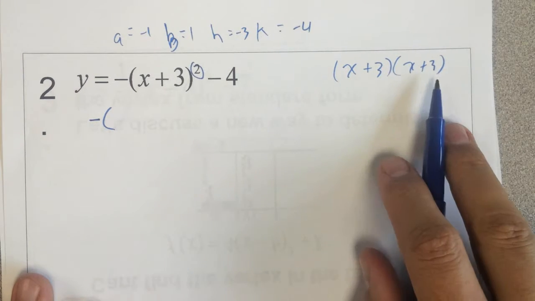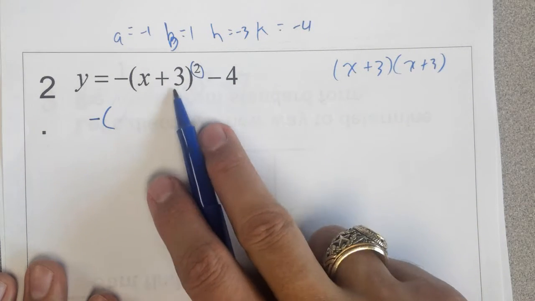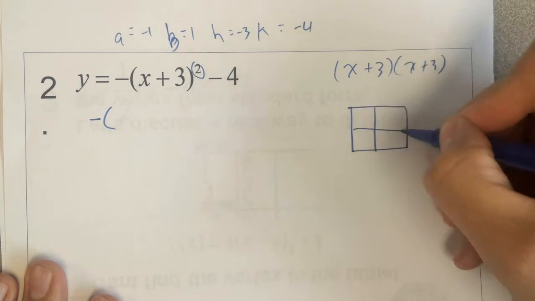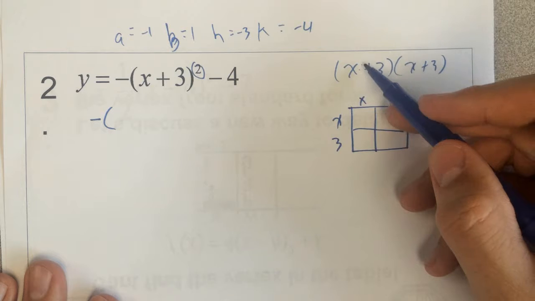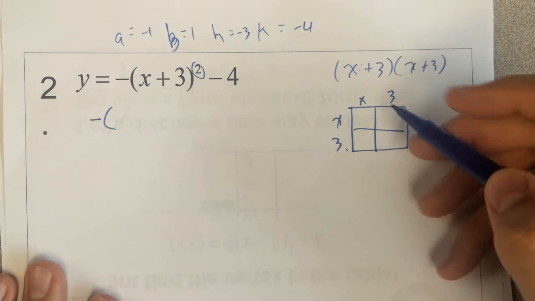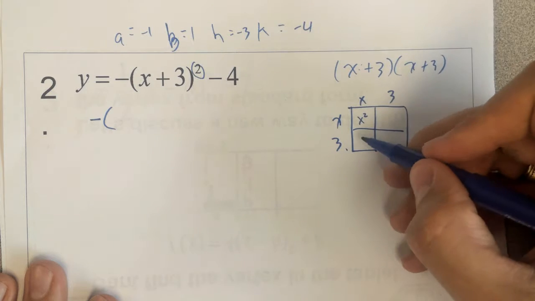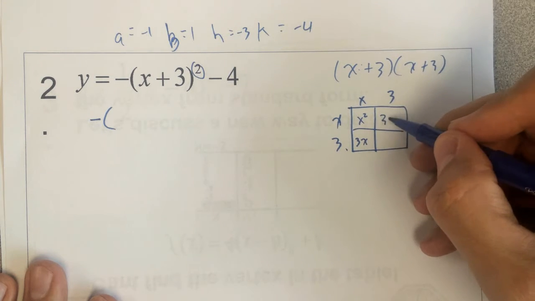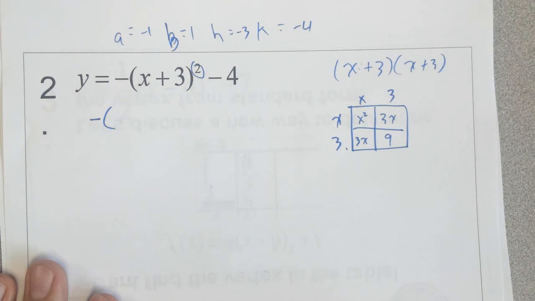What my math is for this one is x plus 3 times x plus 3. That's why it's a square. The square means we multiply it twice by itself. So when I set my box up, x here, 3 here, x here, 3 here, x plus 3, x plus 3. This box is x times x. X times 3 is 3x. Same thing here. 3 times x is 3x. And 3 times 3 is 9.